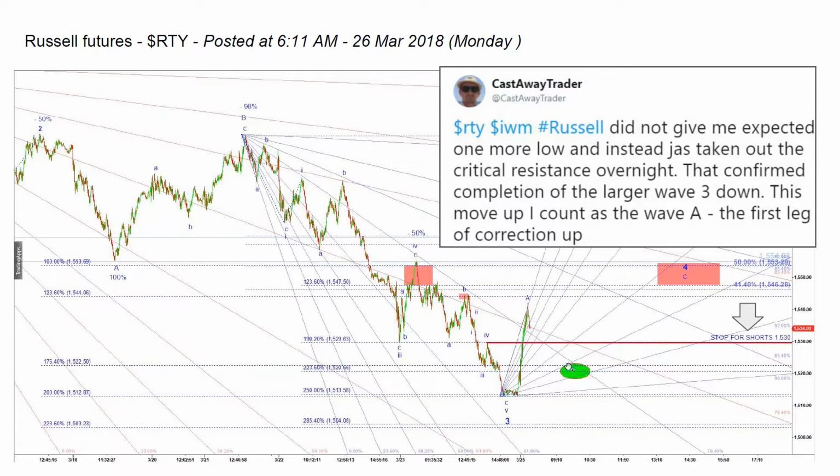This is why I put my target box here. You see, that was the area where price stopped on the previous decline. Not only that, I added here my favorite Fibonacci fan, and that was actually a nice confluence of those fibs.